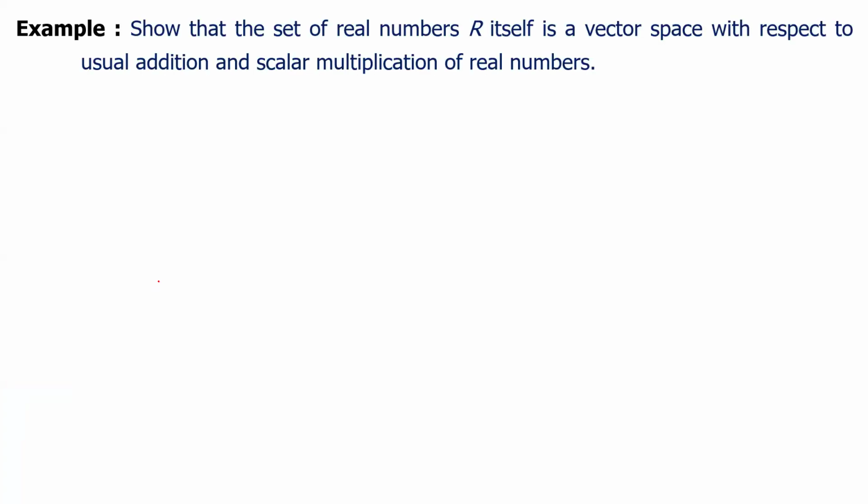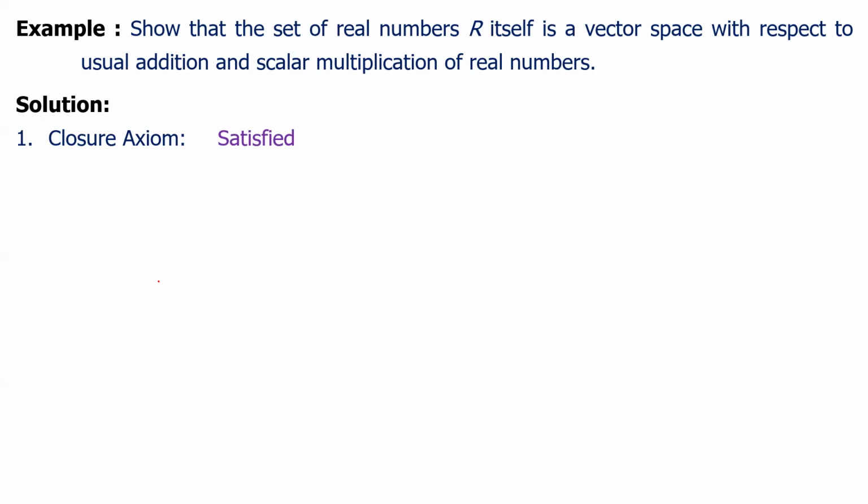Let us take some more examples on vector space. The first example, we have already discussed this example. The set of real numbers R itself is a vector space with respect to usual addition and scalar multiplication of real numbers. So how to check it? First we have to check that it satisfies the following 10 properties.